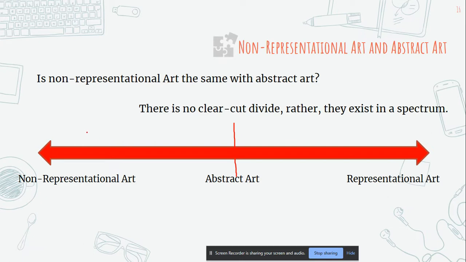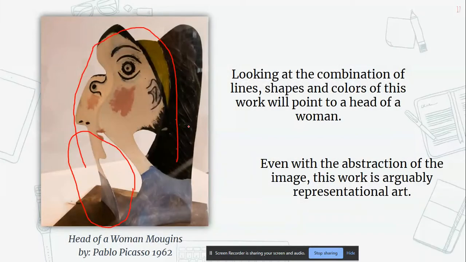So here it is. There's really no clear-cut divide between non-representational art, abstract art, and representational art. Okay. So this could be a representational art, and this could also be an abstract. Okay.